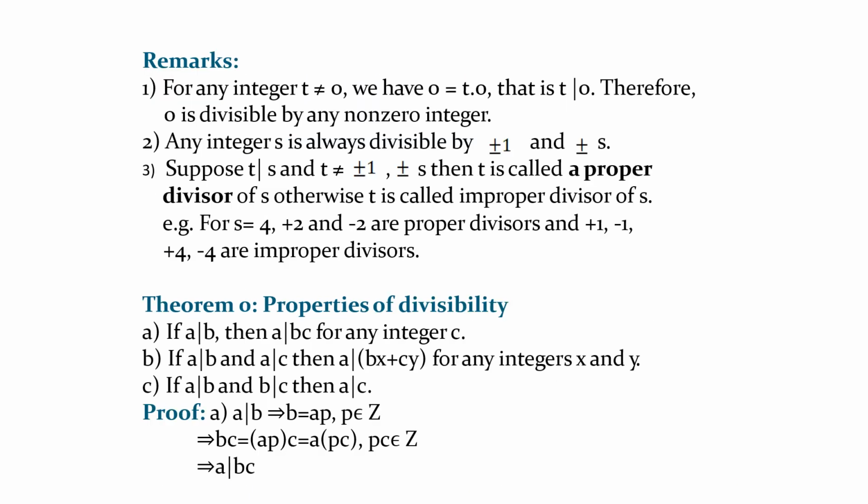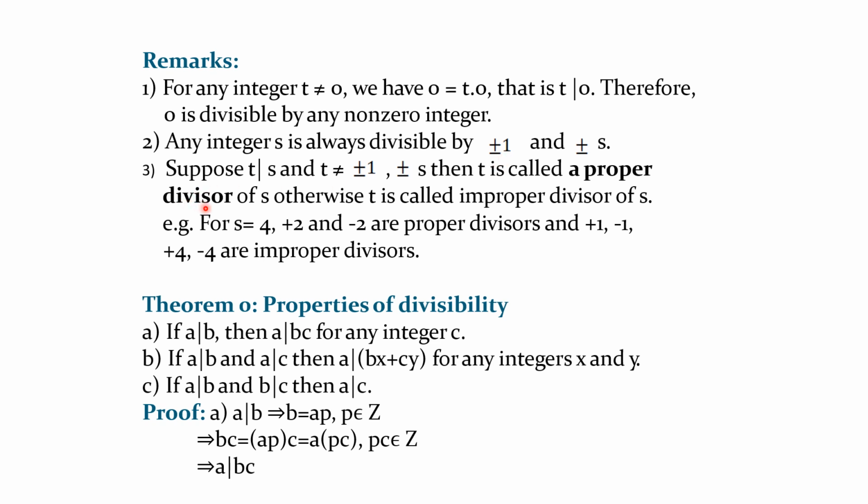Now, for any integer t not equal to 0, meaning for any non-zero integer t, we can write 0 equal to t into 0. It means by definition t divides 0. So, we are getting here that every non-zero integer divides 0. In other words, 0 is divisible by any non-zero integer. Now, any integer s is always divisible by 4 integers: plus 1, minus 1, plus s and minus s.